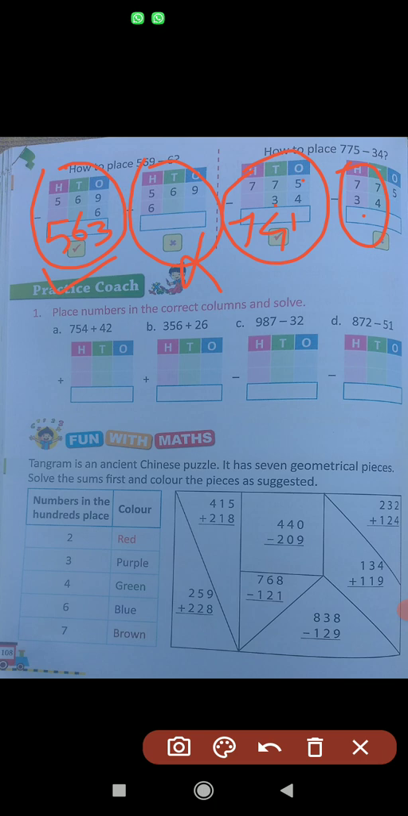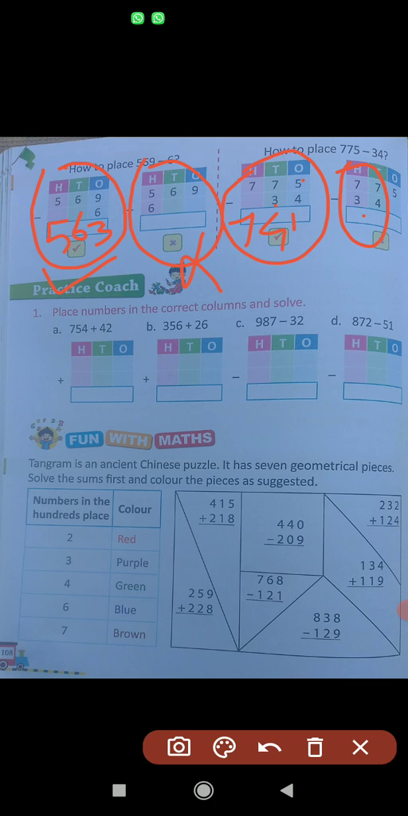Okay? And I hope you are understanding, students, how to write the numbers in the correct columns, then how to subtract the numbers, okay? We will see some examples. Now let's come to the practice box. Question number 1, place numbers in the correct columns, then solve.